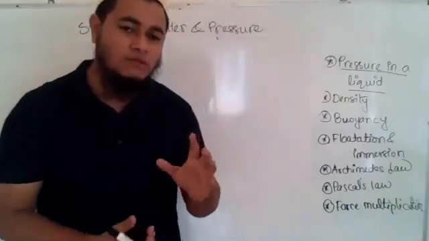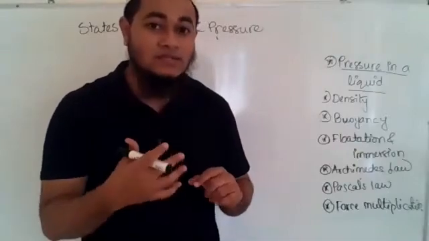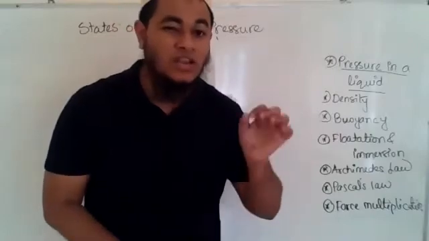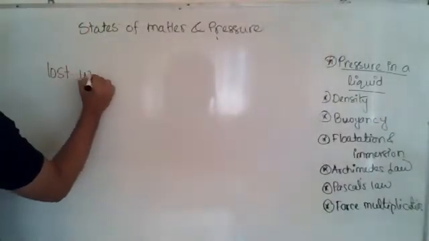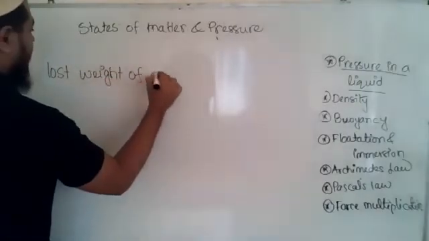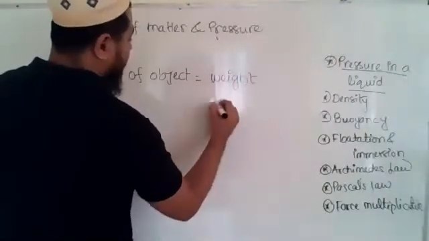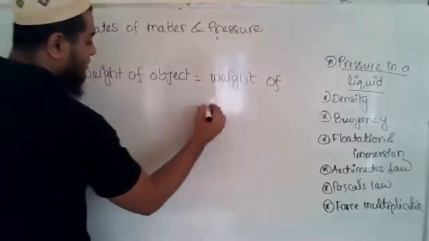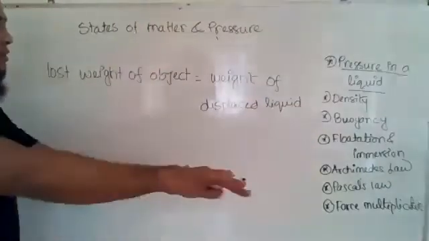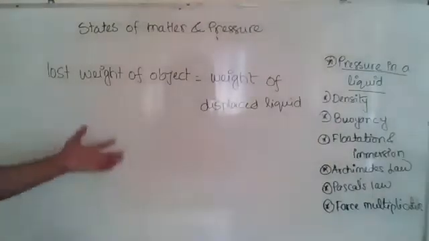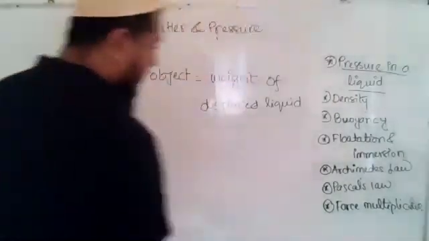So we can see that whenever an object is submerged partially or fully in a liquid, we feel like it has lost some weight. So what is it equal to? The lost weight is equal to the weight of the displaced liquid. This is Archimedes' law. The lost weight of the object is equal to the weight of the displaced liquid. I hope you understand what I mean by weight of displaced liquid by now, right? Whenever an object is kept in a liquid, it will displace some liquid to occupy some space. So it will lose some weight, and that weight is equal to the weight of the displaced liquid. So that was Archimedes' law.